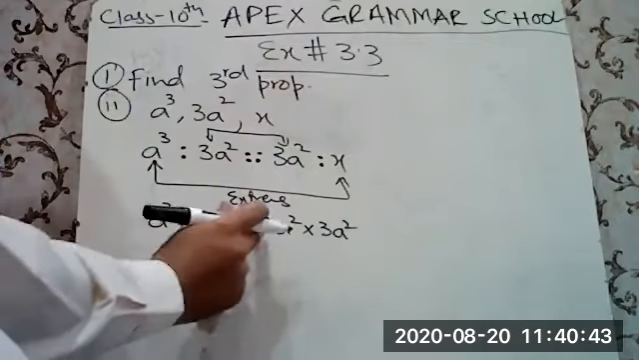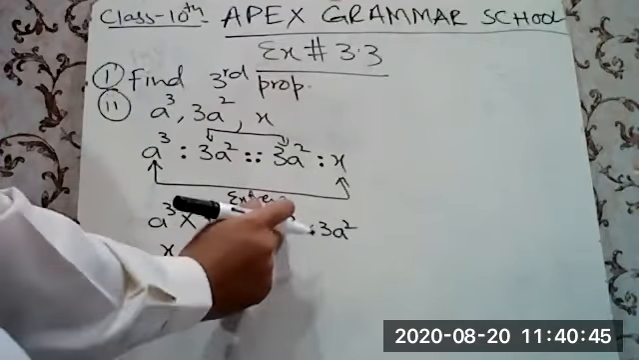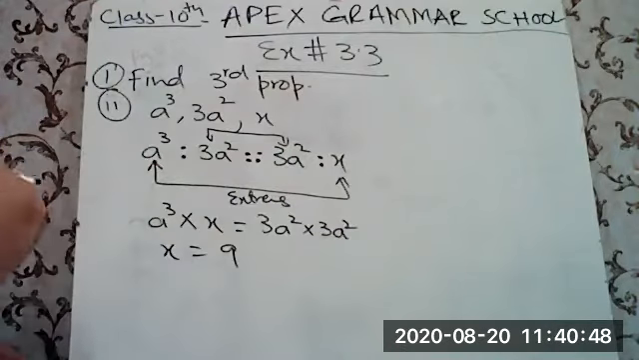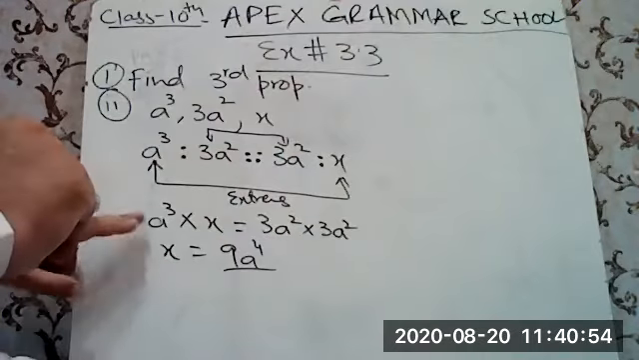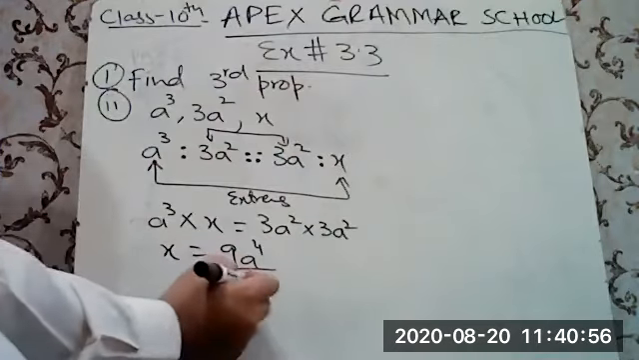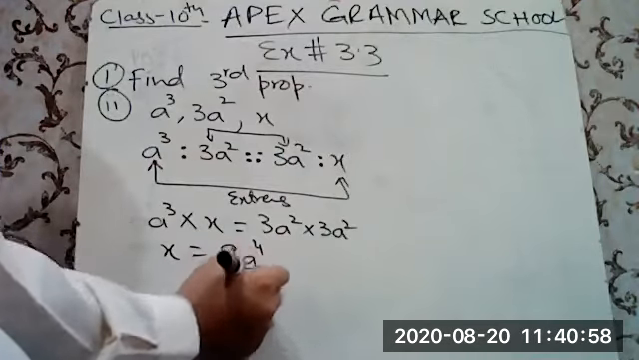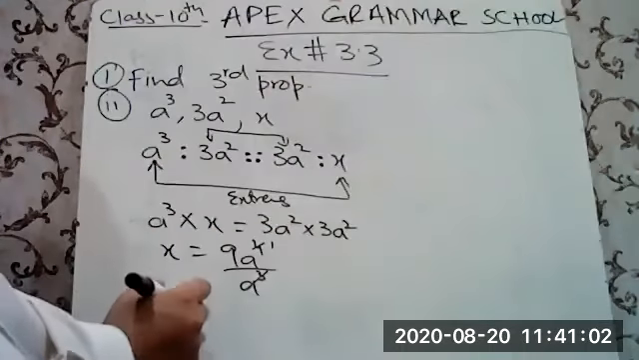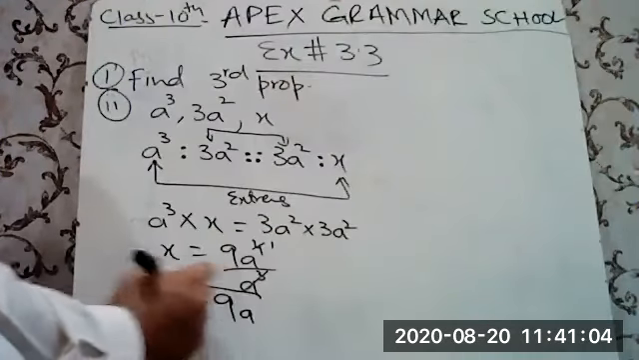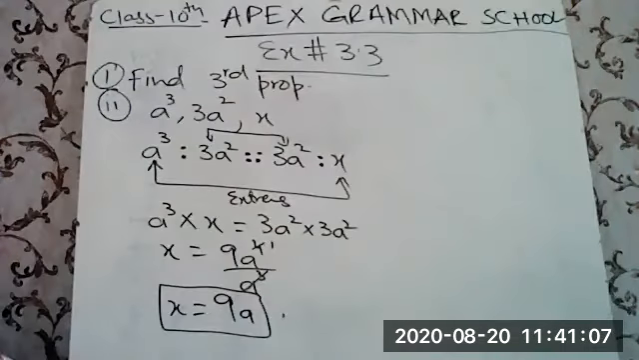x is equal to 3 threes are 9, a square multiplied by a square, meaning a raised to the power 4, divided by a cube. Now a cube will cancel from a raised to the power 4, so x is equal to 9a, and that's it. This is the third proportion.